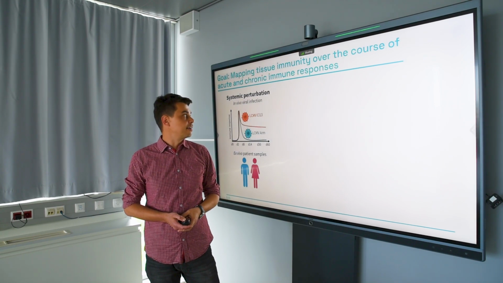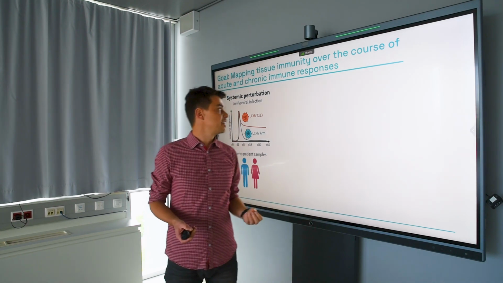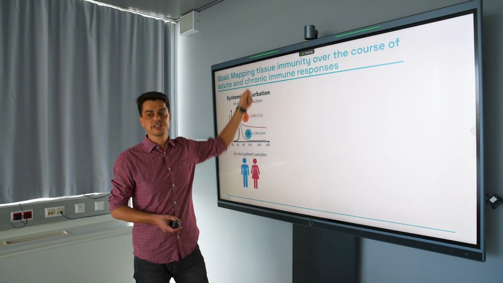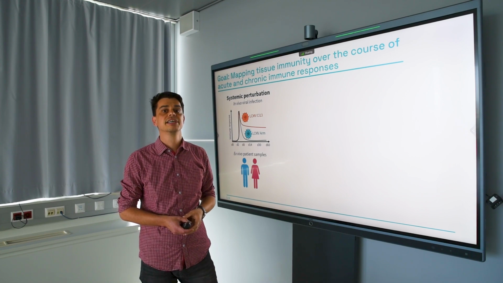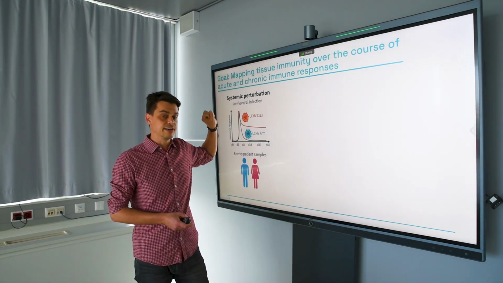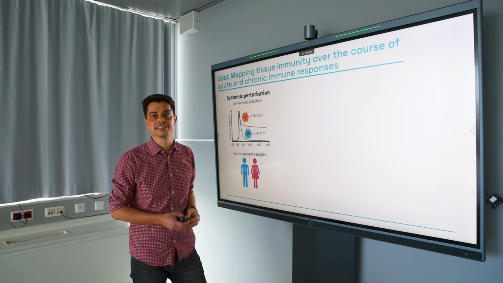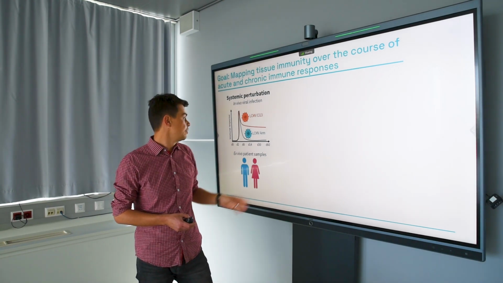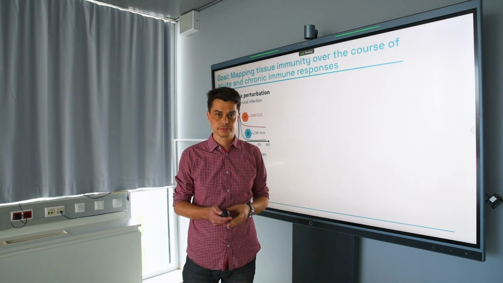Now that we have our model, I will quickly summarize what the overall goal is. As I said, we want to map tissue immunity over the course of acute and chronic inflammatory responses. The way we do this, we use a viral infection model. And furthermore, due to collaboration with clinical researchers at the Vienna General Hospital, we also have access to patient samples that we can also profile.